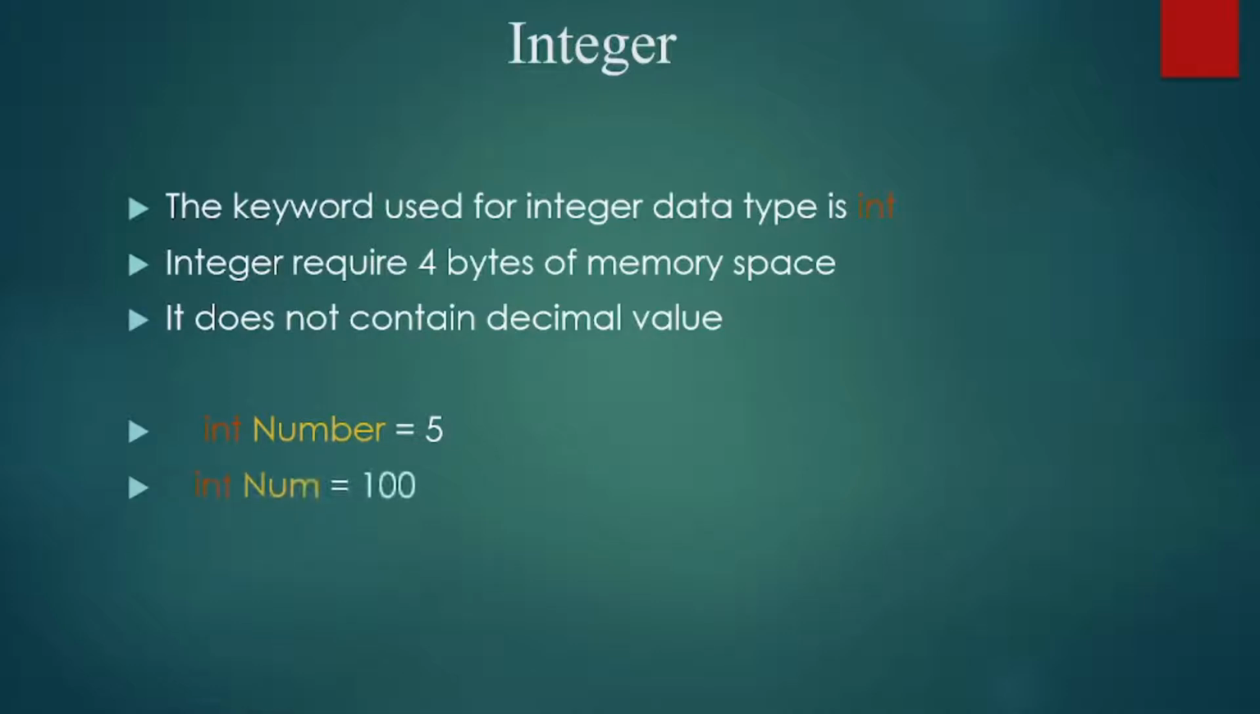Let's take a second example. Here in the num variable, I'm assigning the value 100 and the type is integer. So this is the structure: I can represent any integer value in C++ programming.